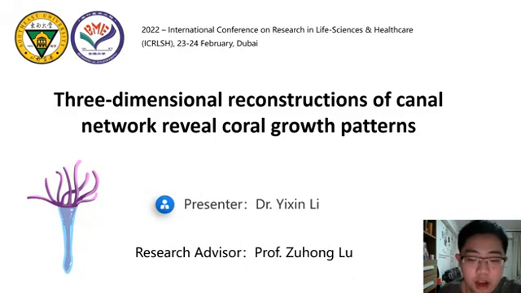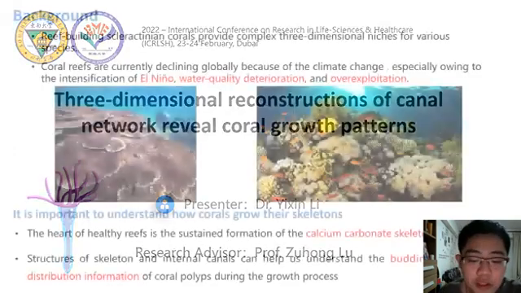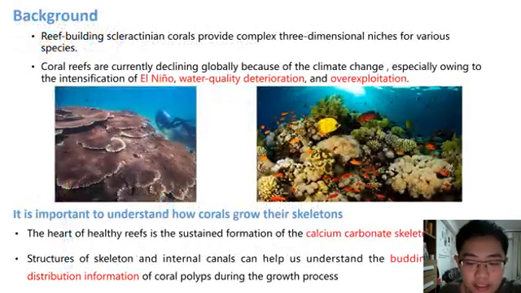Today I'm going to talk about how to reveal coral growth patterns through the three-dimensional reconstructions of canal network. Reef-building corals provide complex 3D niches for various species. However, coral reefs are currently declining globally due to climate change, especially owing to the intensification of El Nino, water quality deterioration, and overexploitation.